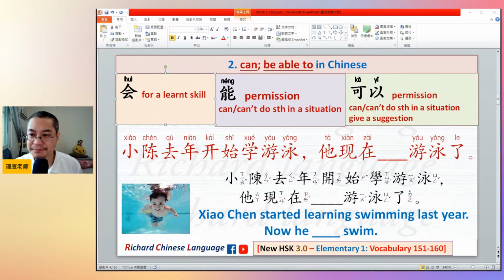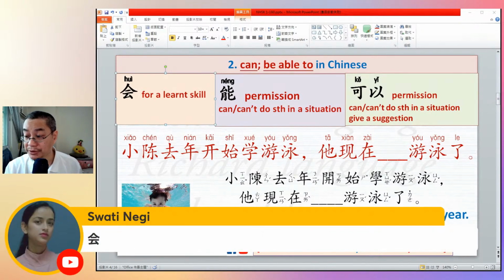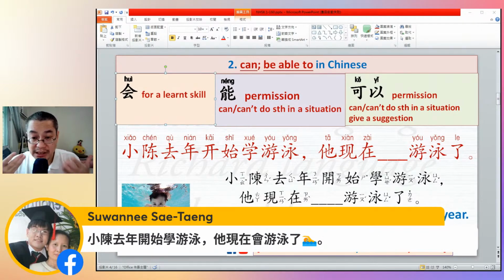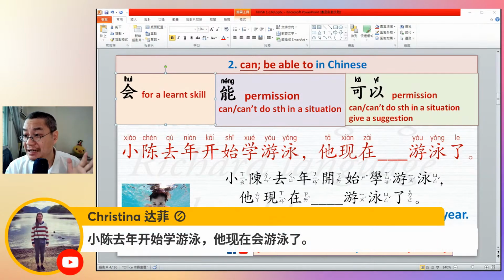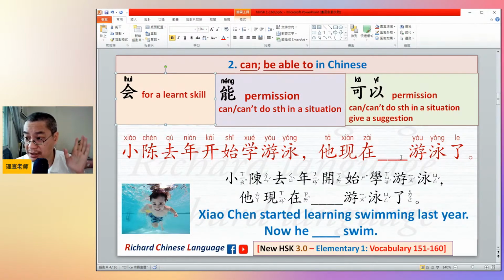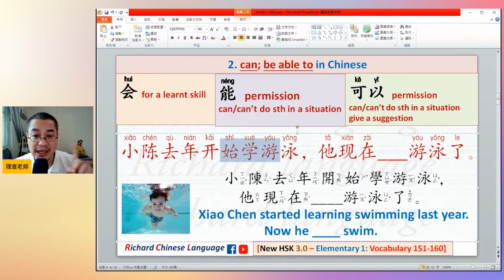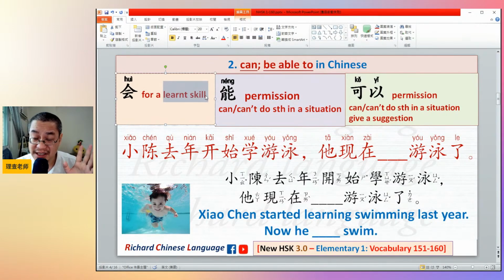What do you think? 会游泳了。好，小陈去年开始学游泳，现在他会了。Why should we use 会 here? 会, because 游泳 is a kind of learned skill. You don't know how to swim in the beginning, right? After learning it, now you know how to swim. So 游泳 is a kind of learned skill.